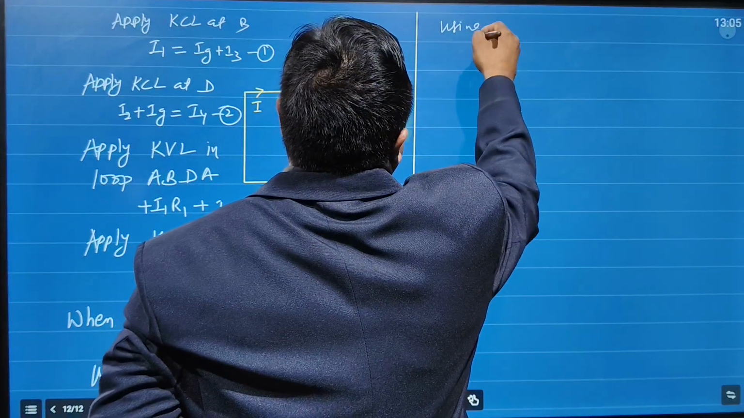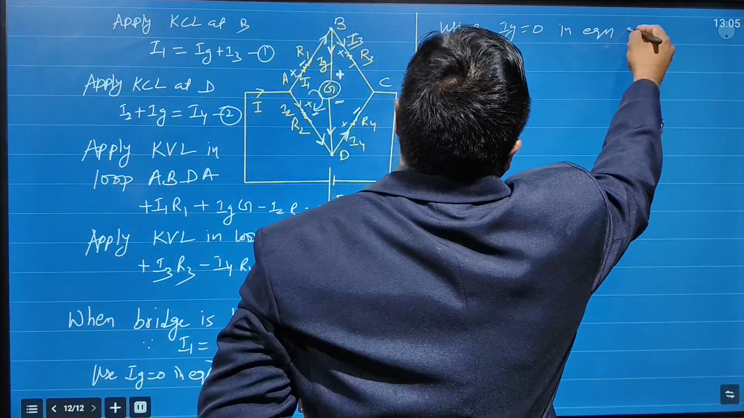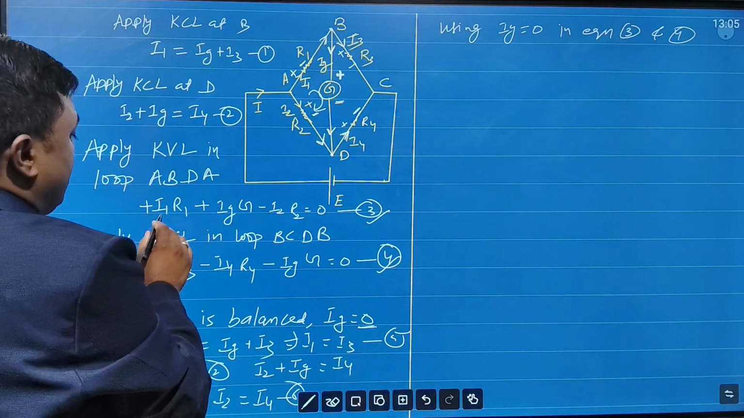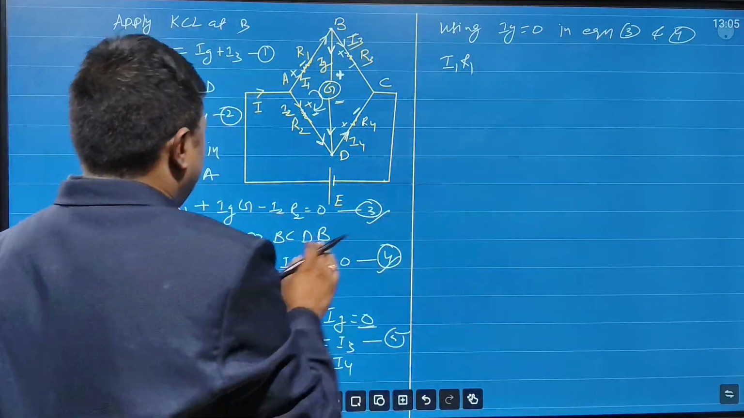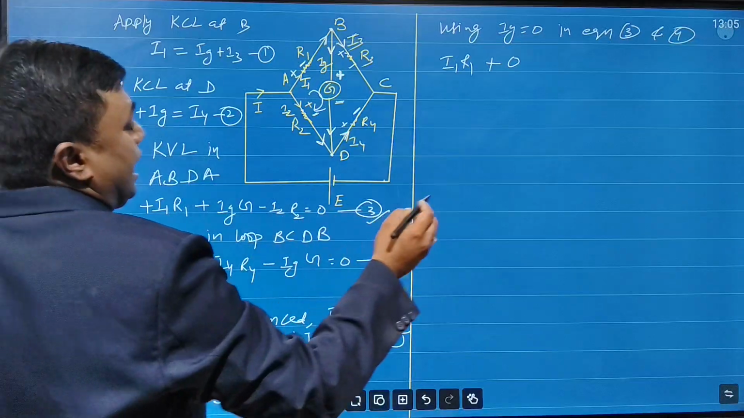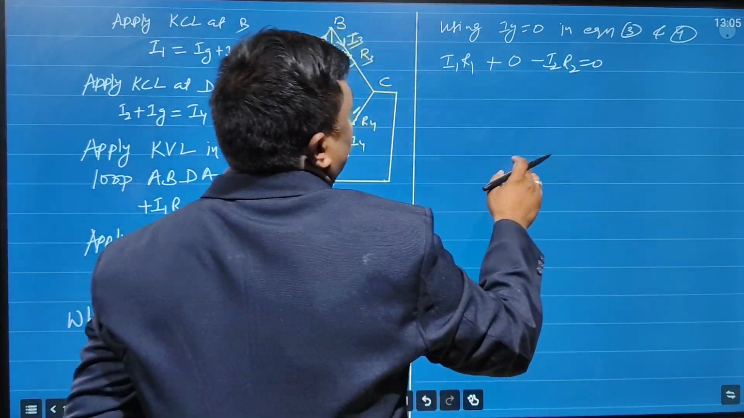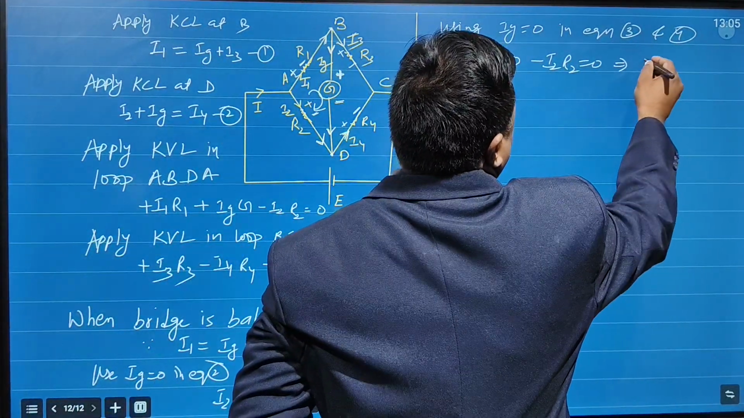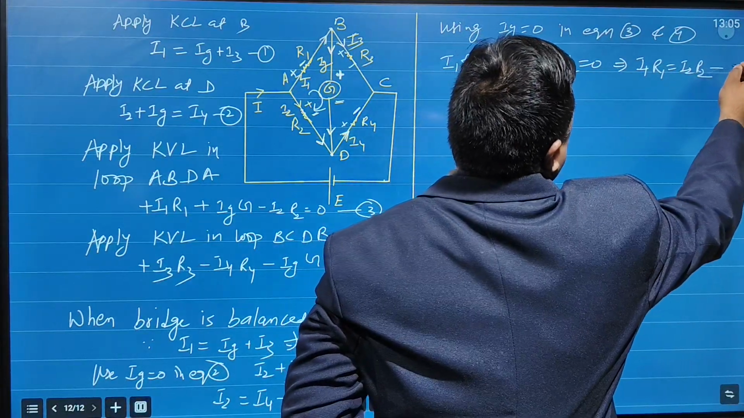Similarly, you put Ig is equal to 0 in equations 3 and 4. That can be modified. You can see equation 3 is I1 R1 plus Ig into G, which is 0, minus I2 R2 is equal to 0. Once you move it to the right hand side, I2 R2 becomes plus. So we can write I1 R1 is equal to I2 R2.